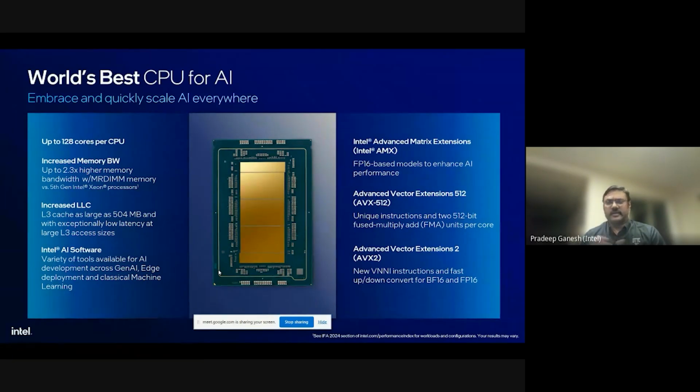Similarly, there are other vector extensions like AVX512, which has been very useful in math operations, especially signal processing operations, which are used in radars and other defense-related workloads. And similarly, they have AVX2, which is a low power version and gives you a lower AI capability if you don't want to use the AMX enhancements.